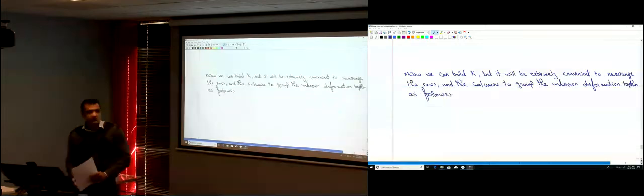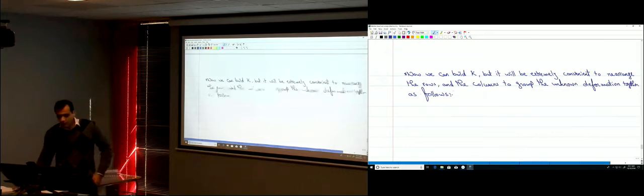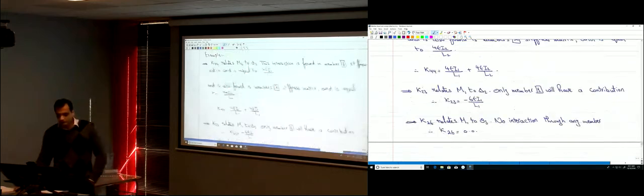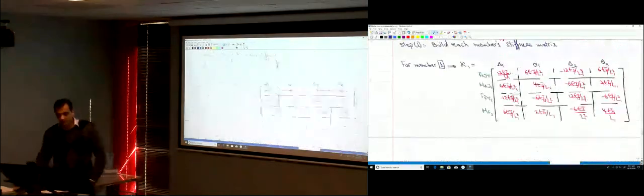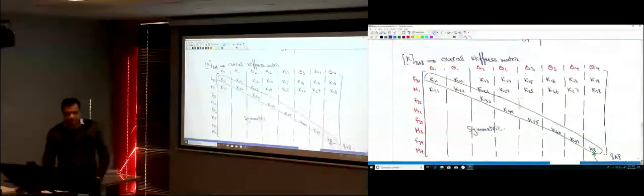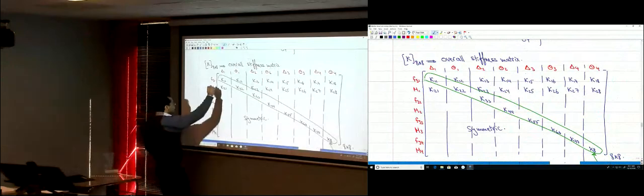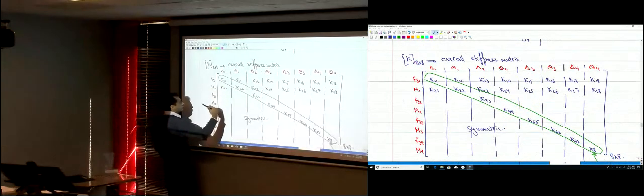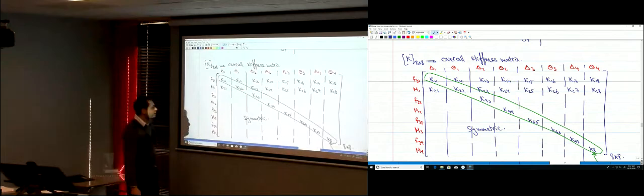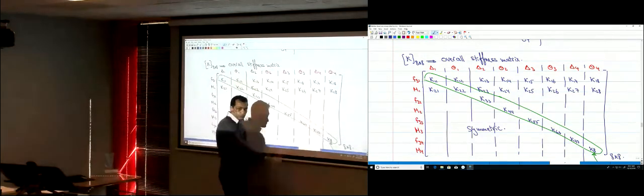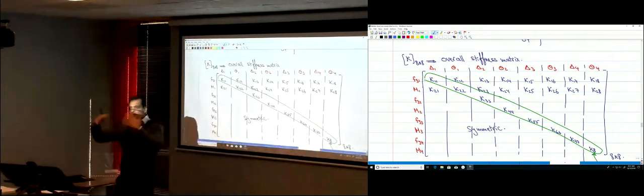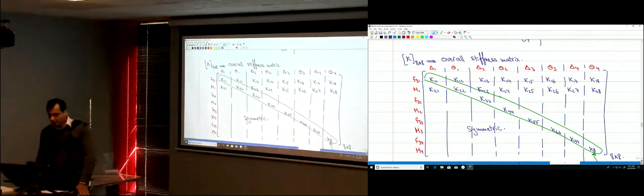So now, I just need to rearrange this. Originally, how was it arranged? The overall stiffness matrix was arranged like this. This was the order: Fy1, M1, Fy2, M2, Fy3, M3, Fy4, M4. This is the same order: delta 1, theta 1, delta 2, theta 2, and so on. Okay? Can I shuffle this a little bit?